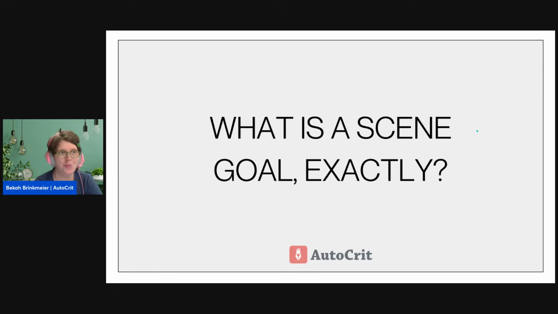All right, what the heck is a scene goal exactly? At its simplest, a scene goal is what your protagonist wants to achieve within the next few pages. That is distinct from what your overall story goal is, like, you're going to defeat the villain. Instead, these are more like micro goals, right? They are the stepping stones required to reach the end.